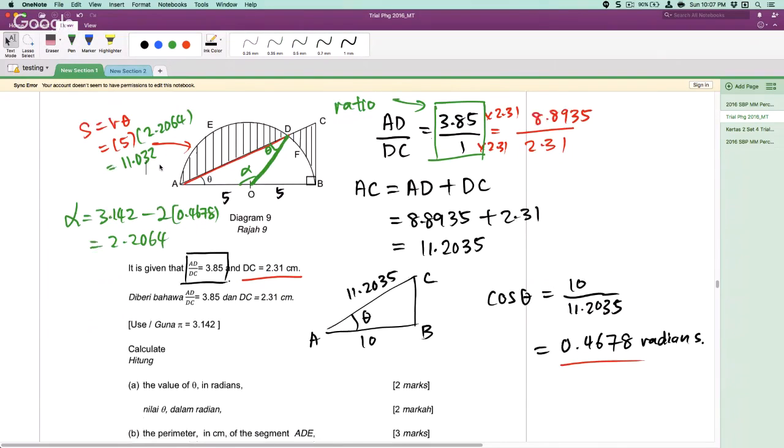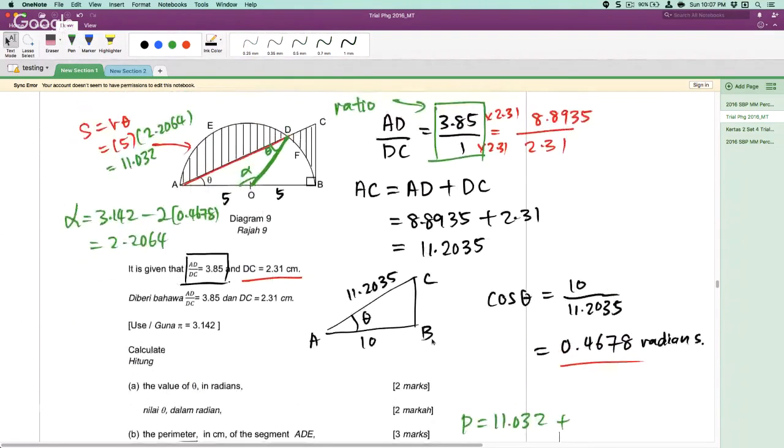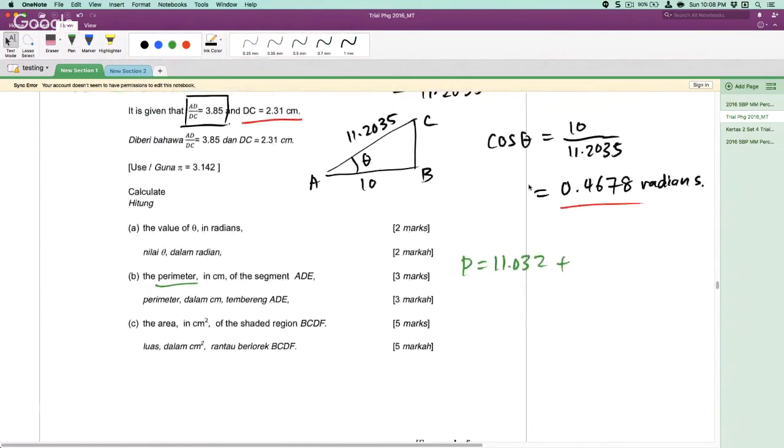So the question actually asks you for the perimeter of the segment. So it's very easy. You just do the arc length, which is perimeter equals 11.032 plus the length of AD. Because we have to use the arc length plus the AD. AD we have over here, which is 8.8935. Then we can get the perimeter easily, which is plus 8.8935. So it's 19.9255 centimeter.